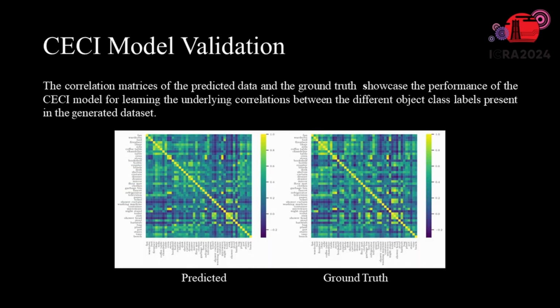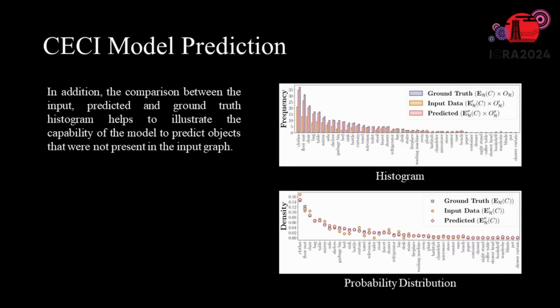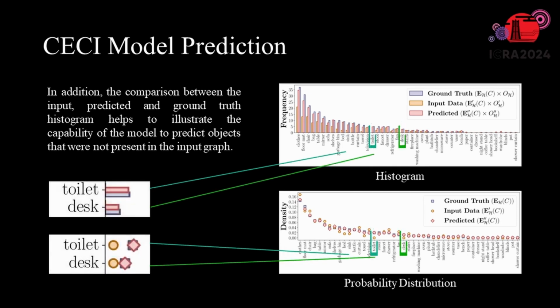The correlation matrices of the predicted data and the ground truth showcase the performance of the CC model for learning the underlying correlations between the different object class labels present in the generated dataset. In addition, the comparison between the input, predicted and ground truth histogram helps to illustrate the capability of the model to predict objects that were not present in the input graph, for instance toilet and desk.